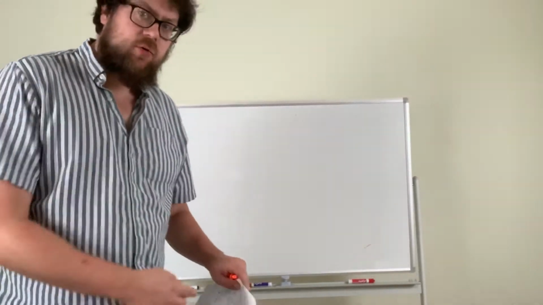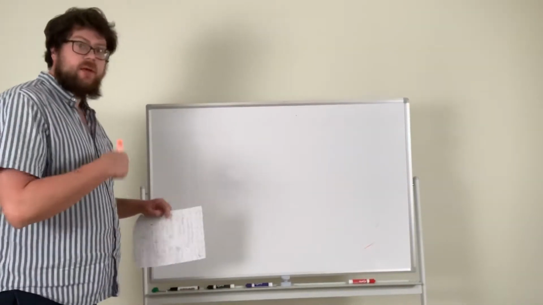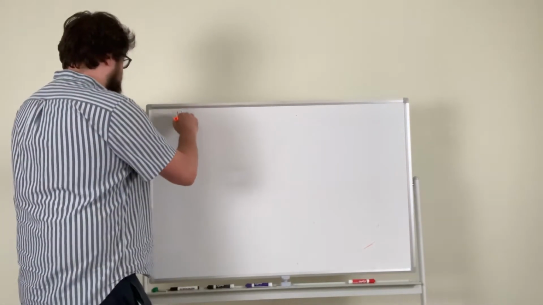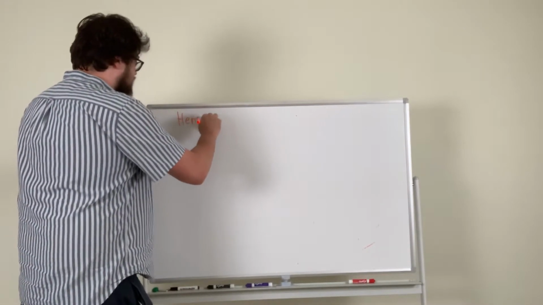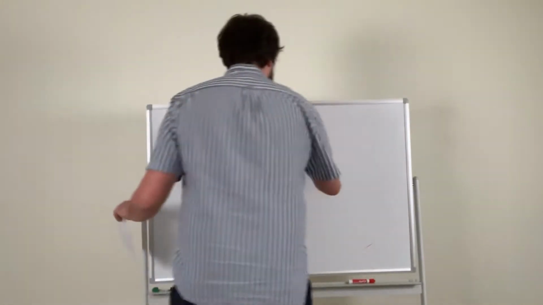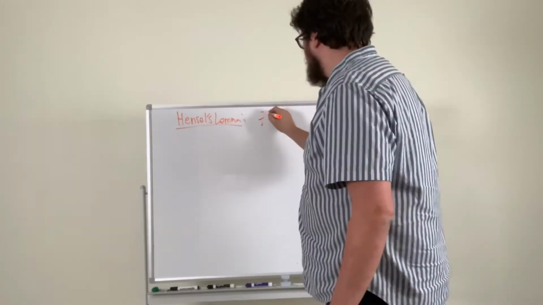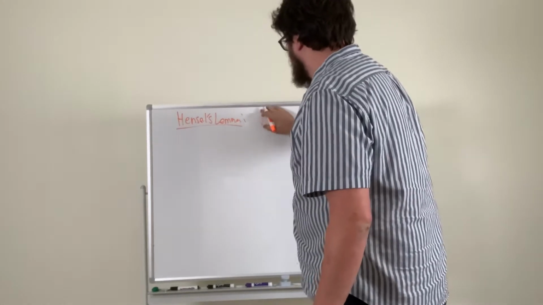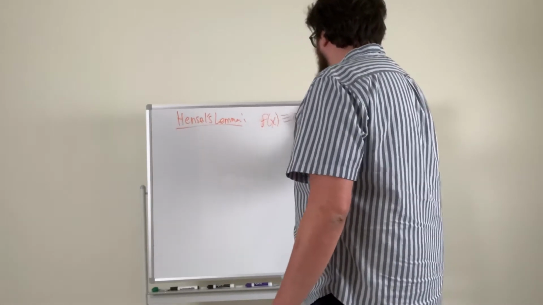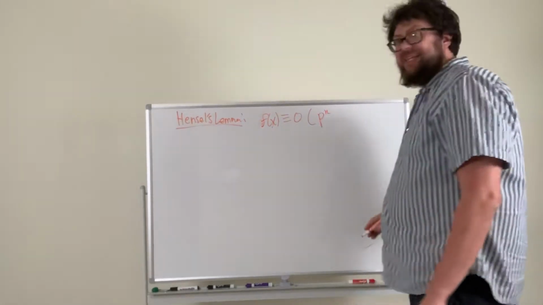All right, so continuing with the stuff you got to know for the exam, the next major topic we covered was Hensel's lemma, right? So Hensel's lemma allowed us to solve polynomial equations mod prime powers, right? So to solve f(x) is congruent to 0 mod a prime power, p to the n.